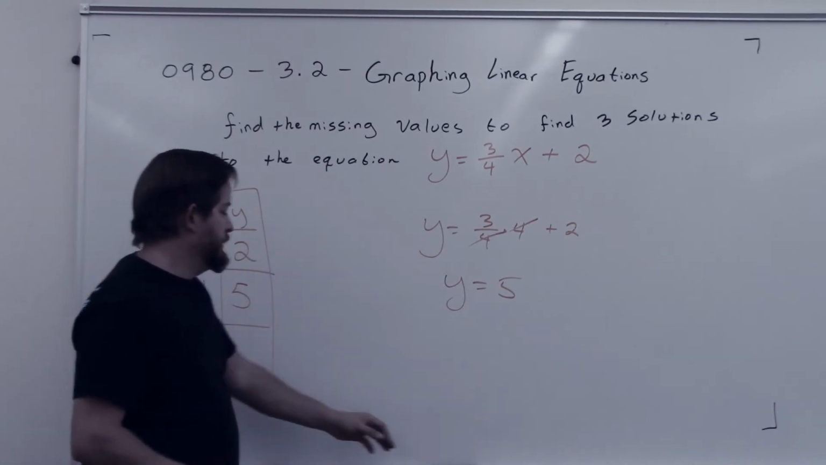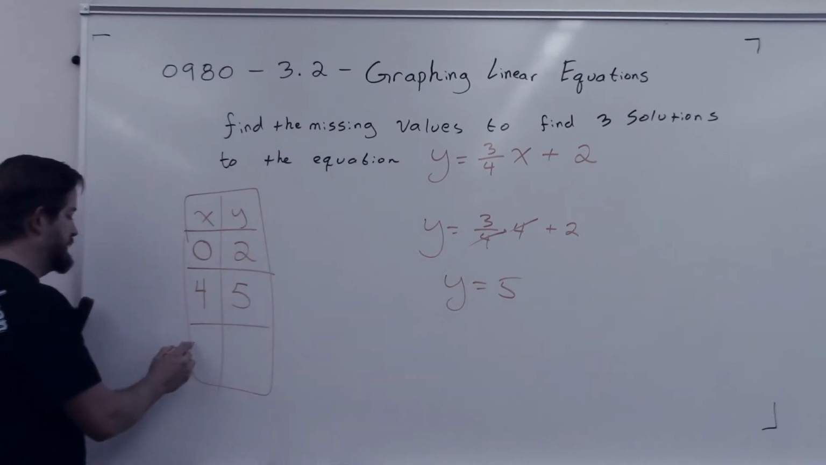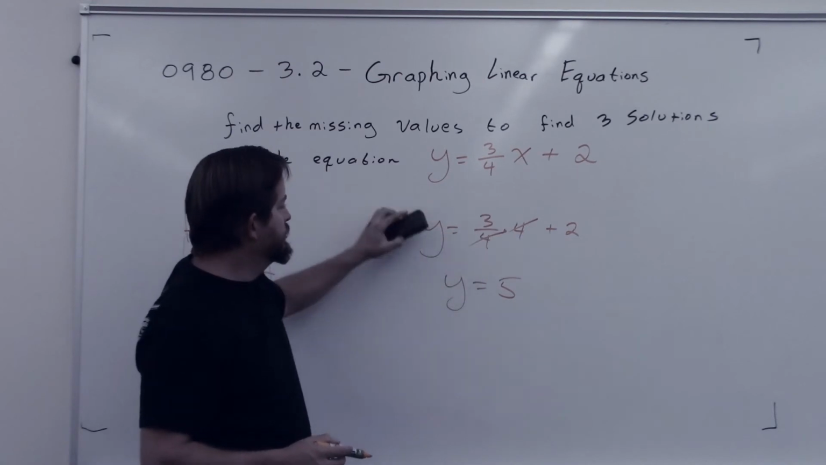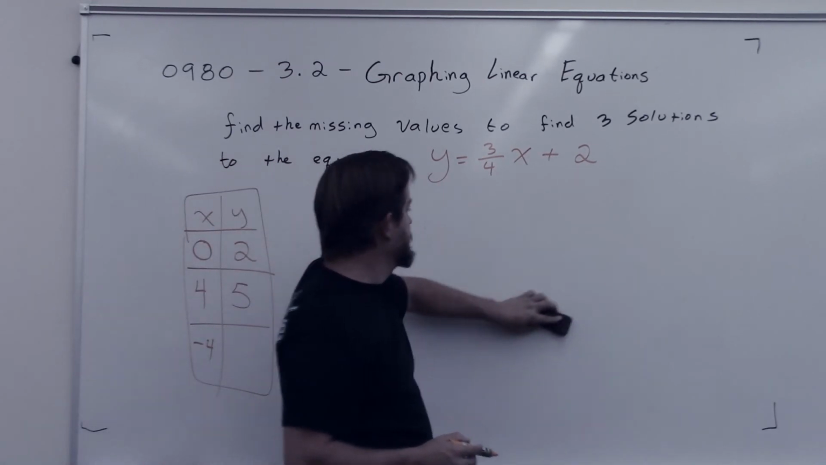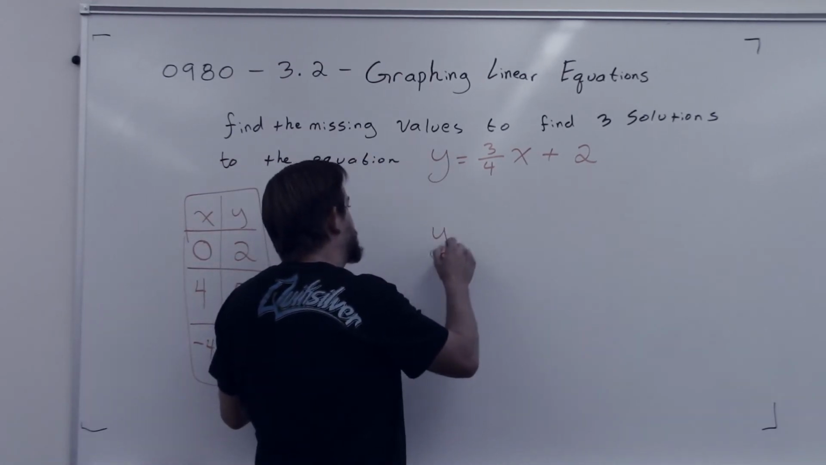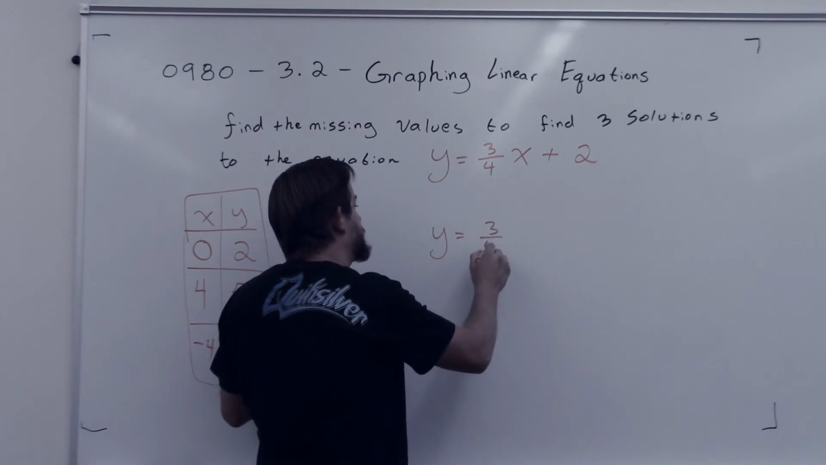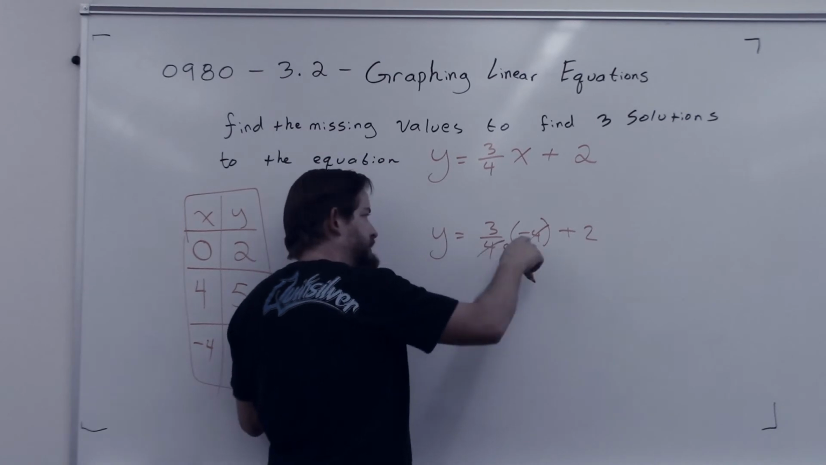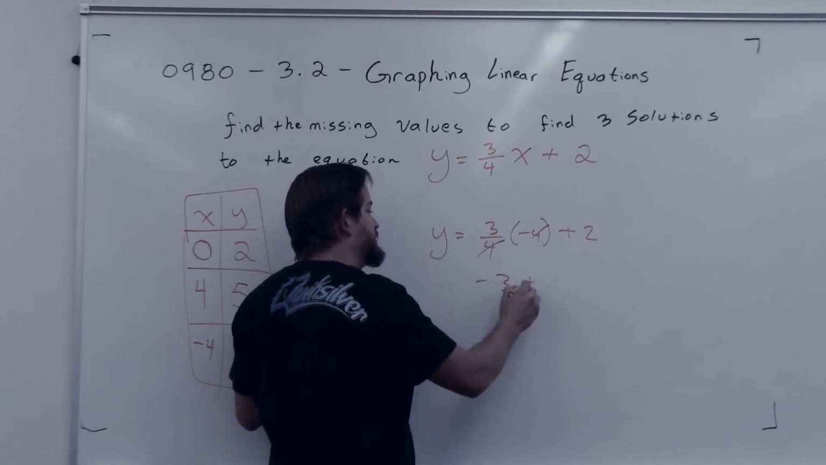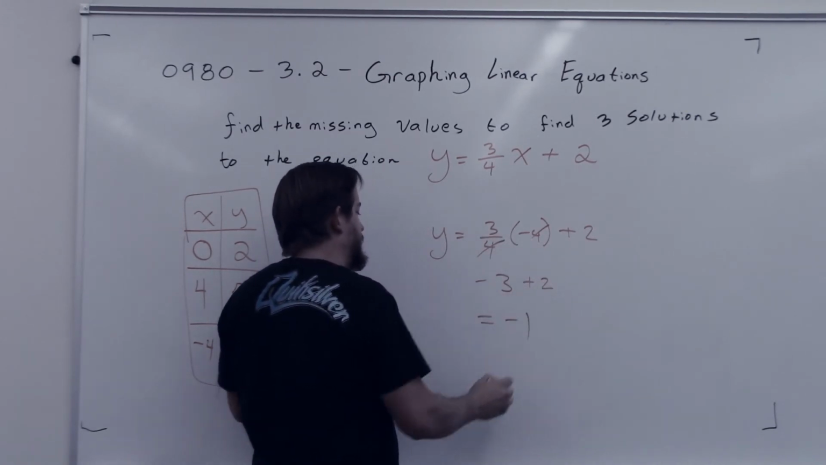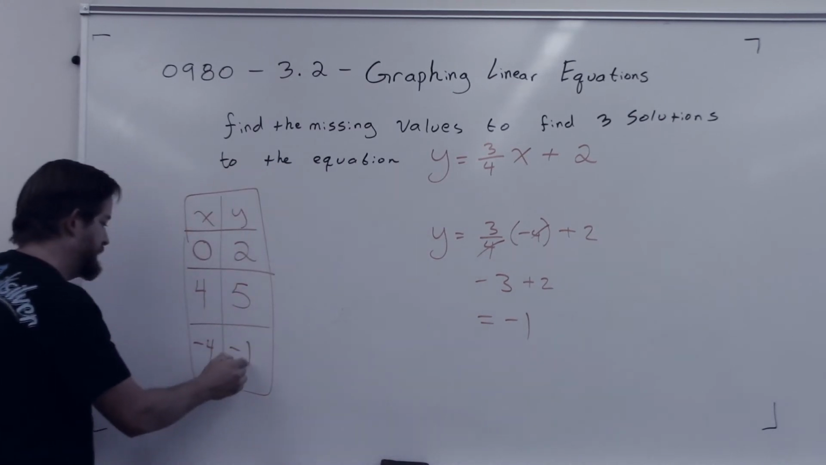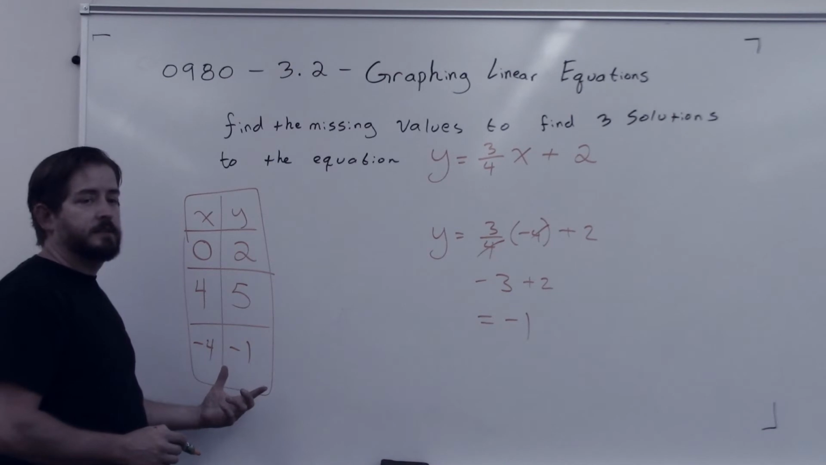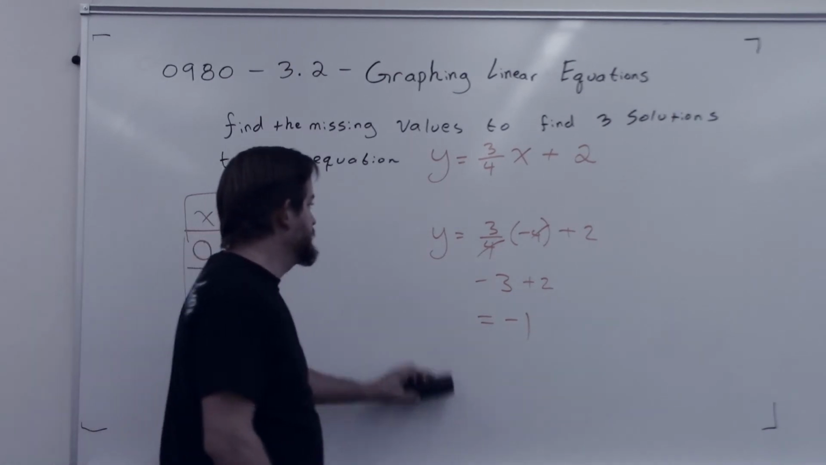Likewise, I could have said, what happens if x is negative 4? Because the negative 4 will also cancel. The 4 will cancel with 4. And so if I do that one, I get y equals 3/4 multiplied by negative 4 plus 2. The 4 cancels. That leaves me with negative 3 plus 2. So that is negative 1. I have 3 points. I can plot this. So let's take a look at what it looks like plotted.